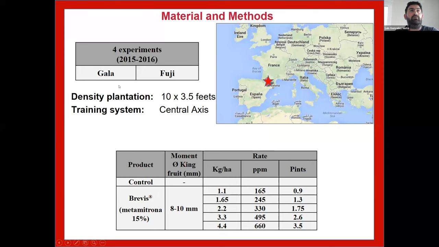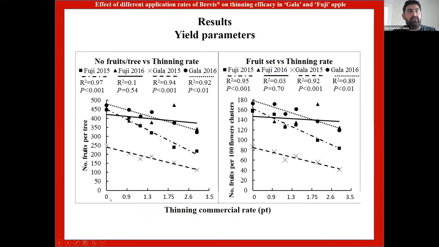The first part was in Europe, over 4 years between 2015 and 2016, in Gala. We evaluated 5 different rates at the timing between 8 and 10 millimeters. The rates that I evaluated are between 0.9 pints and 3.5 pints. The maximum dose of the label is 1.75, so in this case we applied double the normal label rate. And this is the result.